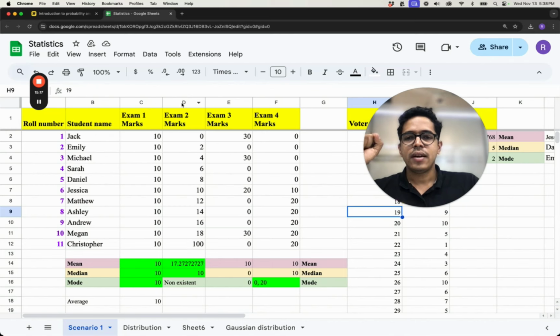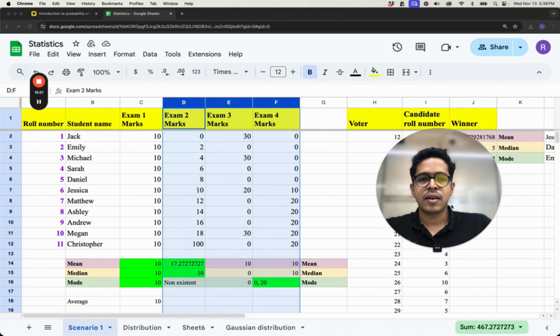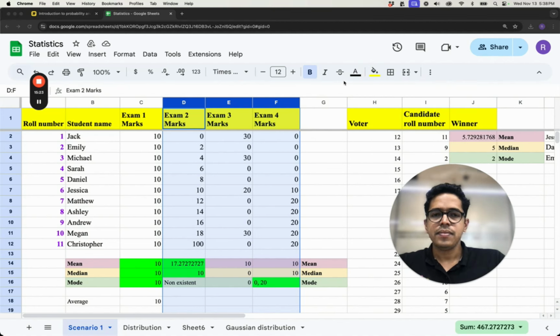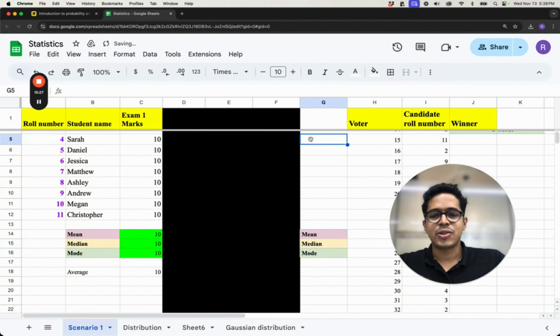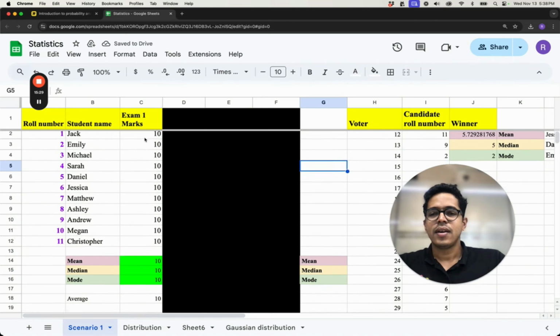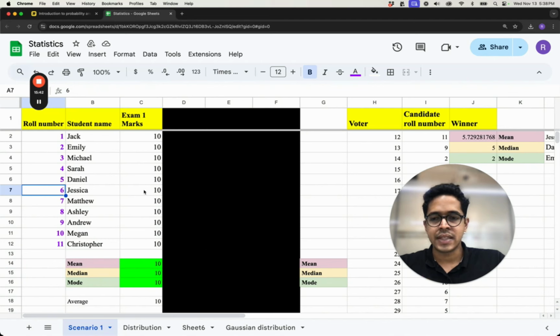So let's not consider this for a moment. I'm just hiding that so that you only focus on this. So in exam 1, every single student had scored 10, which means the mean is obviously 10. It's the average of all of this. Median is 10. It's the marks scored by the student in the middle. The student in the middle is Jessica.